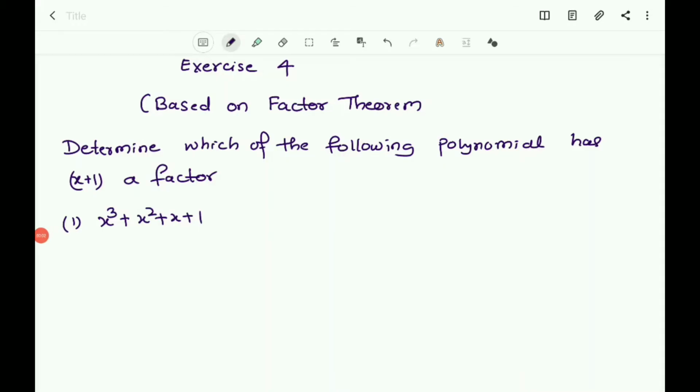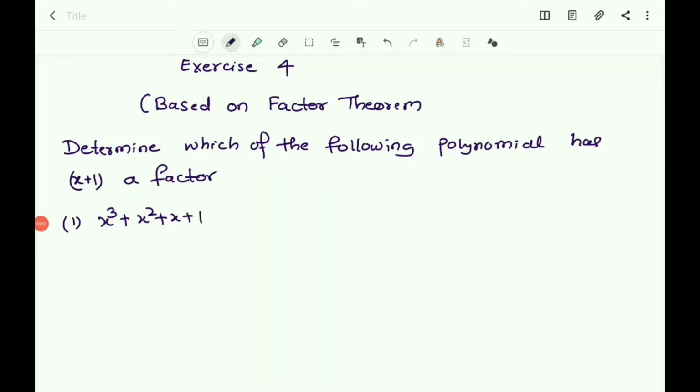Children, let us continue the chapter polynomial. Now let us come to exercise 4, that is the fourth exercise, which is based on factor theorem. Here the first question is, determine which of the following polynomial has x plus 1 as a factor. The given polynomial is x cube plus x square plus x plus 1. Here we have to verify whether x plus 1 is a factor or not.